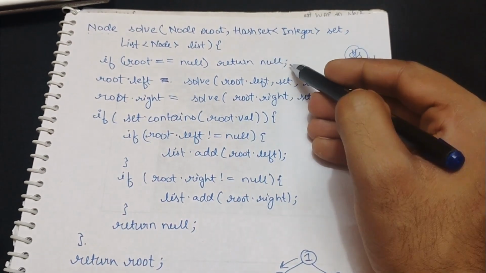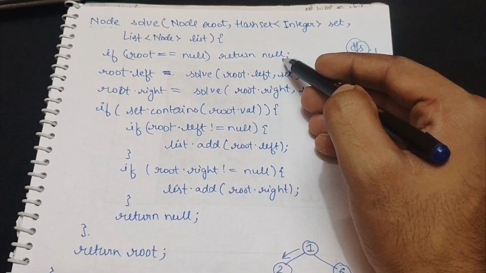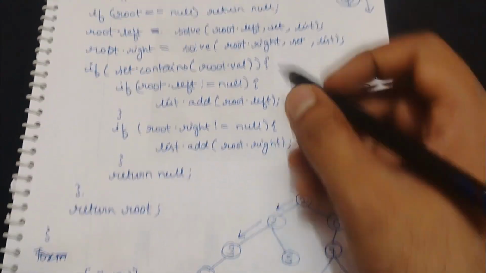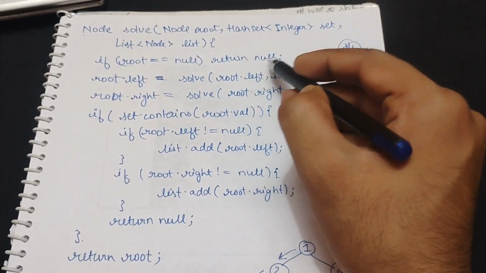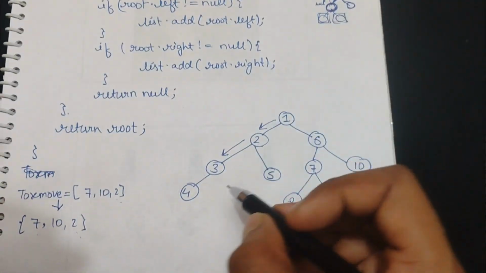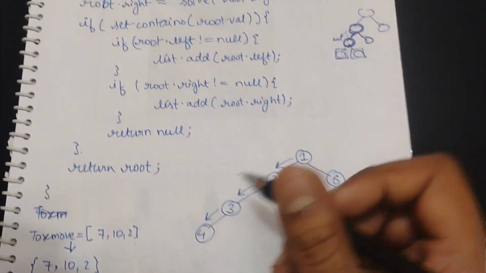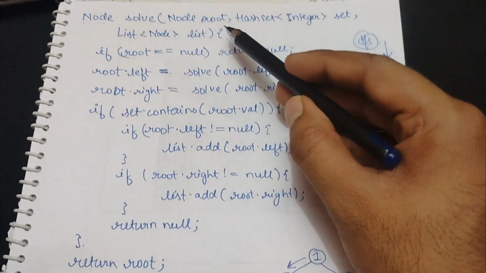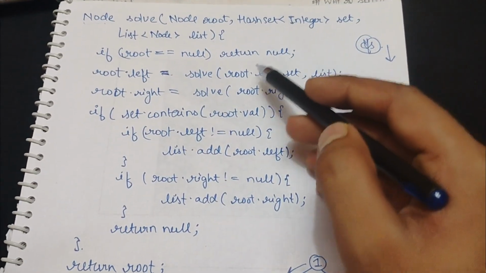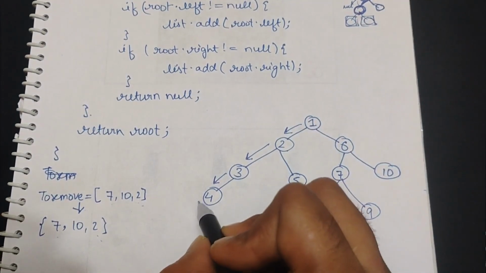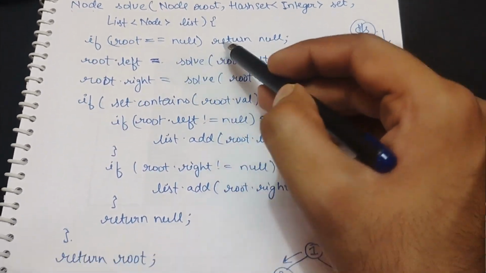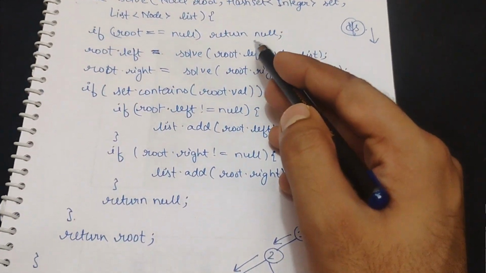Now 2 will come over here. It will check, is 2 null? No. Then call left. Now the pointer will come over here. Now 3 has come here. It will check, is 3 null? No, it is not. It will call root dot left. Now it will come over here to 4. Now it will check, is 4 null? No, it is not. Call root dot left. Now it will come over here, this null. It will check this root null. Now we have reached null, so it will return null.